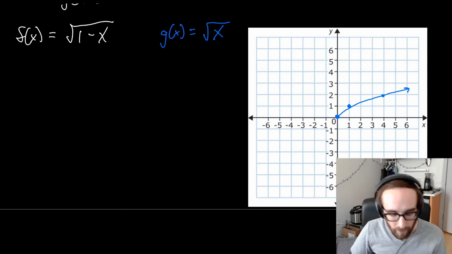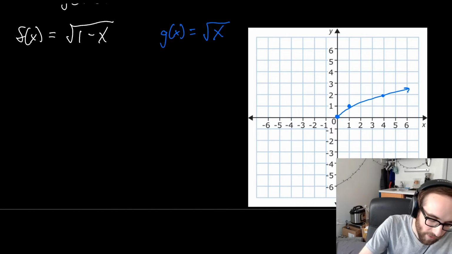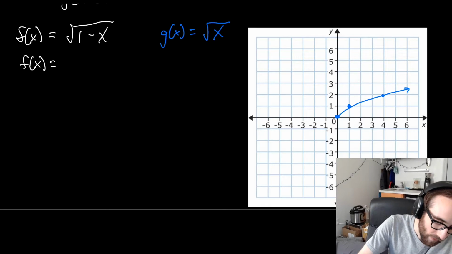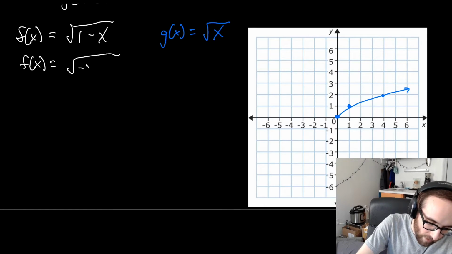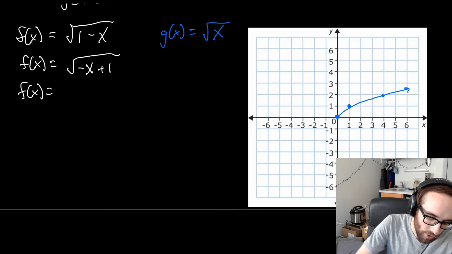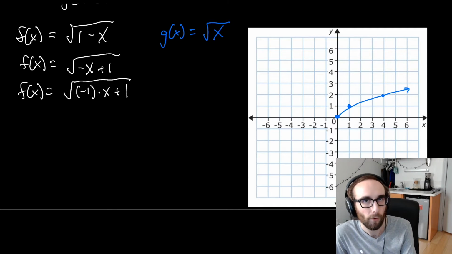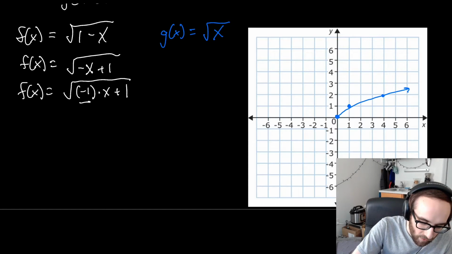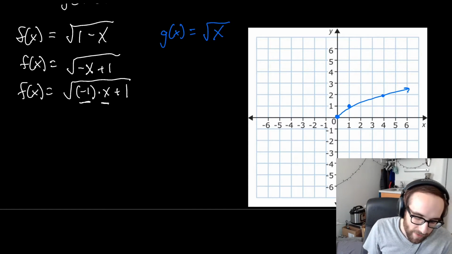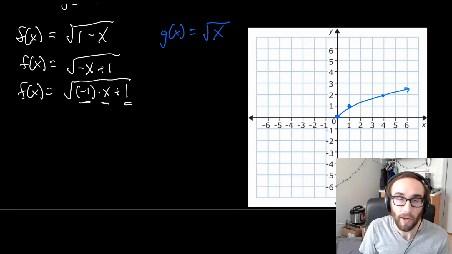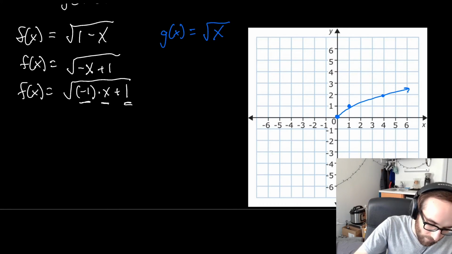So just like that. I'm going to rewrite f of x to make it a little bit more clear what's happening. So I'm going to place our x in front. We have -x plus 1, which we could also write, notice we're just taking x and multiplying it by -1, as the square root of -1 times (x plus 1). Okay, so here we can see that the -1 is only being applied to the x. So we want to go ahead and do our translation first, like we did in our previous example.